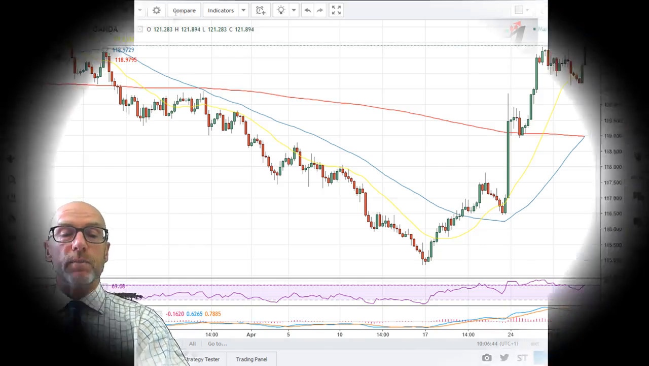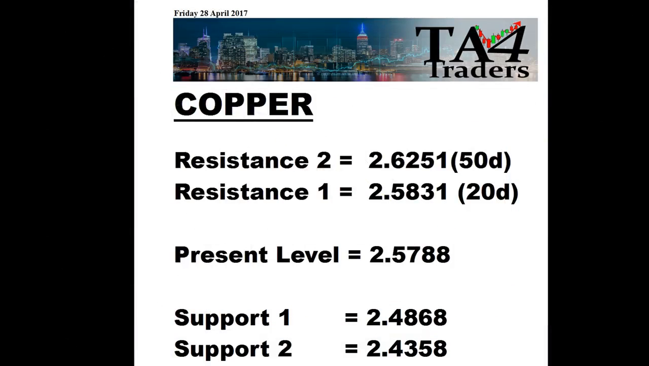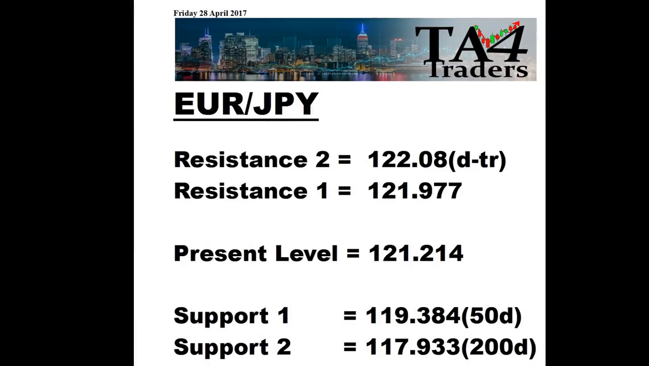So looking at the support resistance levels on the Euro Japanese Yen, you can see that the first resistance at 121.977. Then we've got this downtrend, and that's up presently at 122.08, with the supports at the 50-day, which is turning around 119.38, and then the second support at the 200-day. Well, the 20 days around there as well, and that's at 117.933.